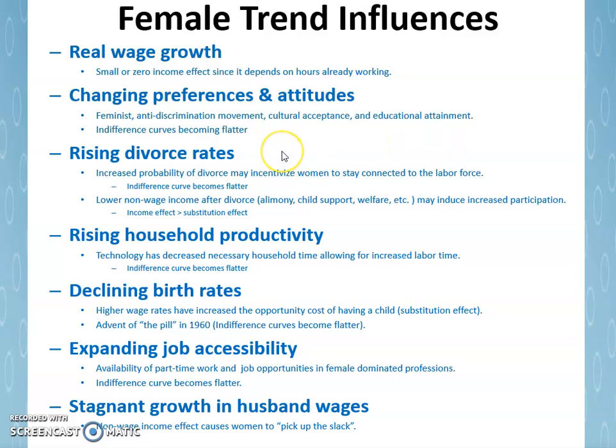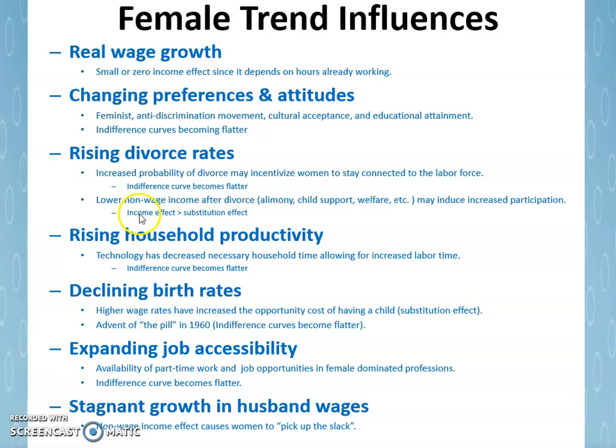Another force was rising divorce rates. Divorces impacted women more disproportionately than they did men, because in the past, men were more likely to be the primary income earners in the household. So the increased probability of divorce incentivized a lot of women to stay connected to the labor force, keep a part-time job on the side, maybe continue their education, and so forth. This made their indifference curves flatter and kept them participating at a higher rate than before divorce rates were going up.